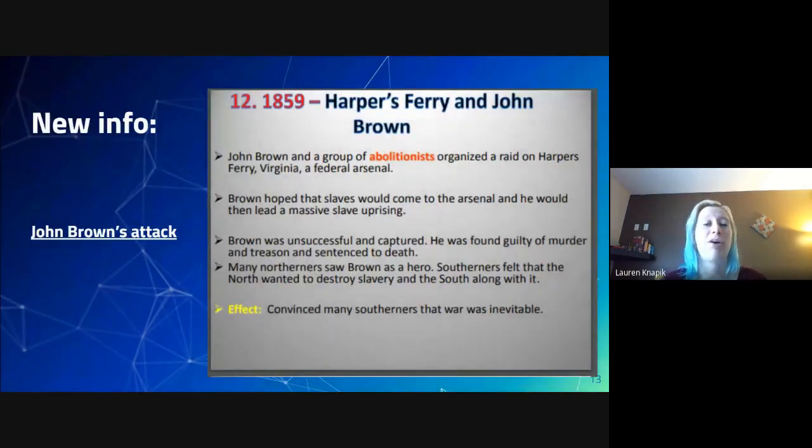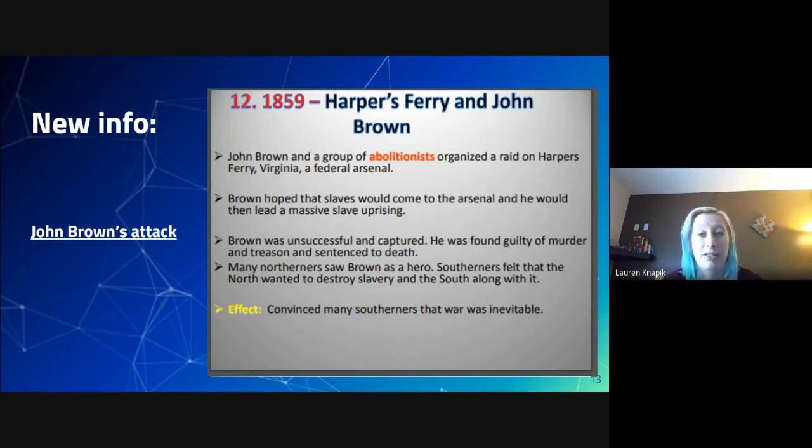Second is it involves Harpers Ferry and John Brown. Now, John Brown, we've talked about plenty of times before. He's the vampire-looking guy. It sends the country spiraling with popular sovereignty. So John Brown and a group of abolitionists organize a raid on Harpers Ferry, Virginia, a federal arsenal. Harpers Ferry is a town, and so John Brown and his 5 sons and a couple other people are going to raid or break into this federal arsenal, which is a building that holds guns for the army. Brown hoped that slaves would come to the arsenal and he would then lead a massive slave uprising.